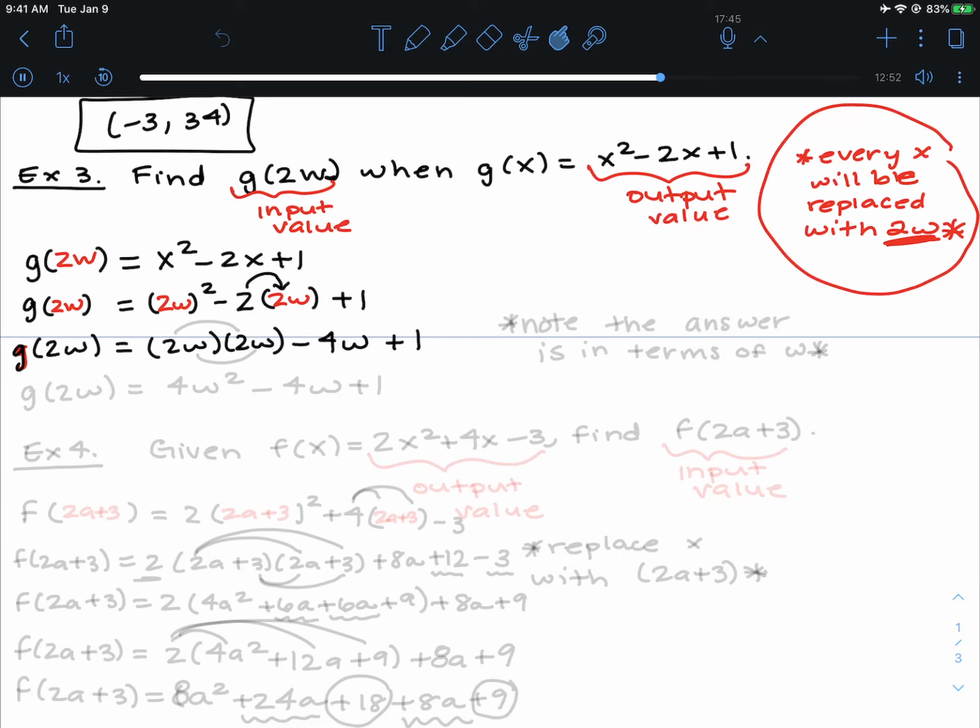plus 1. So now a 2 times 2 will be 4, and a w times a w will be a w squared. So g of 2w will equal 4w squared minus 4w plus 1. And that right there will be my answer. And just note, the answer is in terms of w. So just keep that in mind.